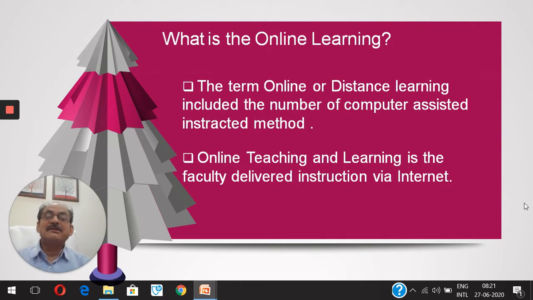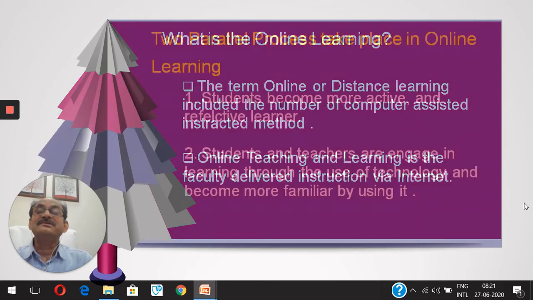Online teaching and learning is faculty-delivered instruction via the internet. This is a very simple definition. So we are going to use this simple terminology nowadays, and in future also, because this is the need of today's scenario.